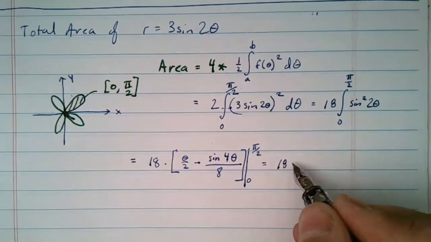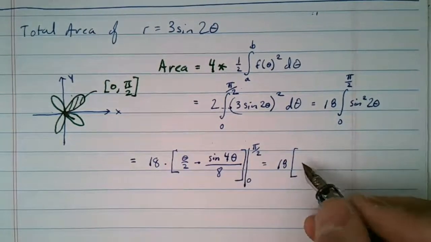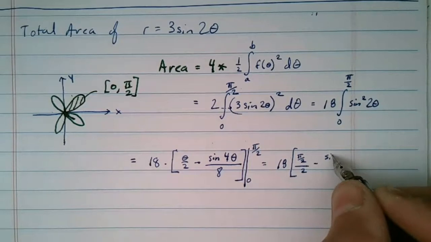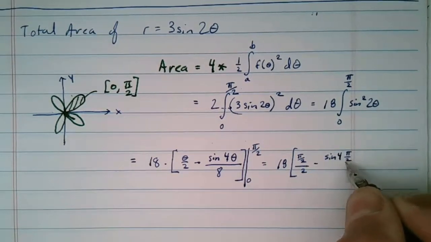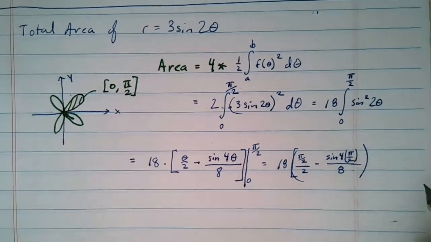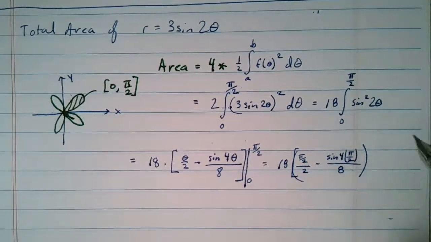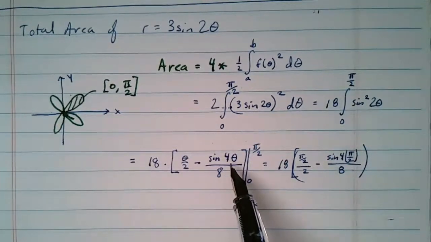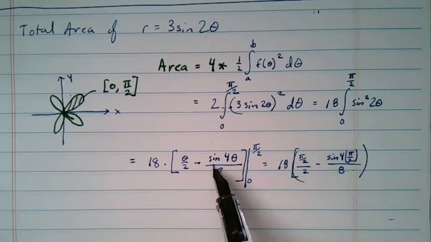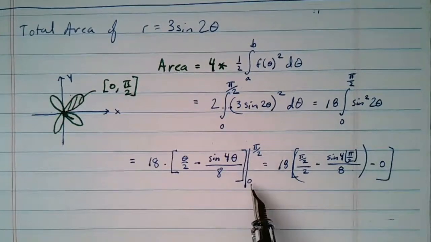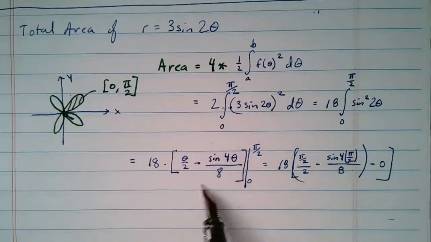That is going to be 18 times, and we are going to get pi by 2 over 2, minus sine of 4 times pi by 2, over 8. And then I'm going to save myself a little heartache. If I plug a 0 in here, I get a 0. And if I plug a 0 in here, 4 times 0 is 0, sine of 0 is 0. So that's going to be minus 0. Okay, that's just going to save me a whole lot of heartache. When I plug in this lower limit of integration, everything in here is going to be 0. So I only have to evaluate the top.